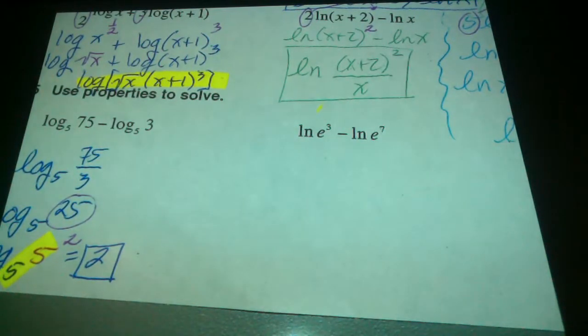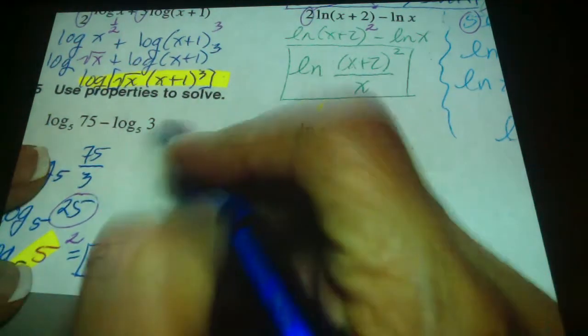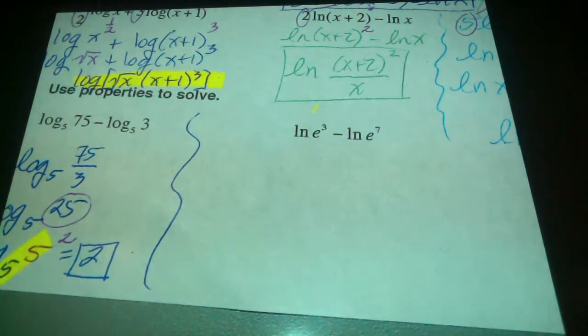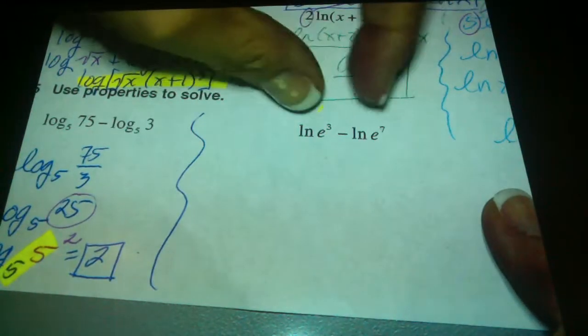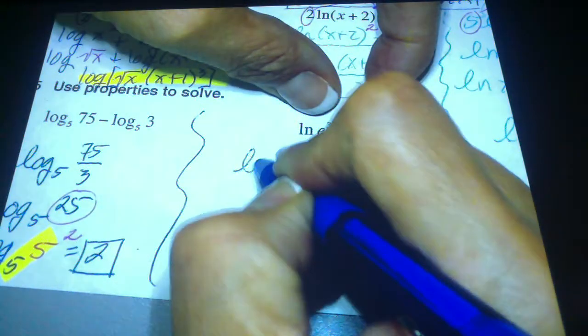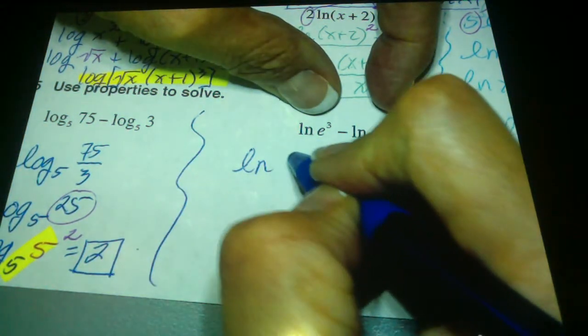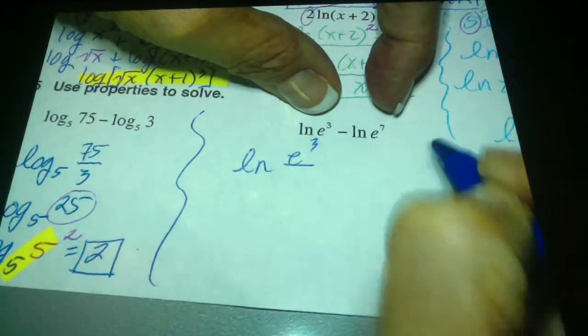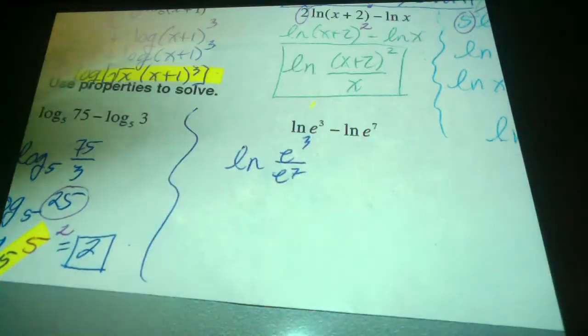So then, let's look at this one. This one you can do the hard way, or you can do the easy way. Here's the hard way. You tell me what the easy way is. So let's look at the hard way. We have natural log of something being divided. So couldn't I do division, right? Natural log of e cubed goes up top over e to the 7th.